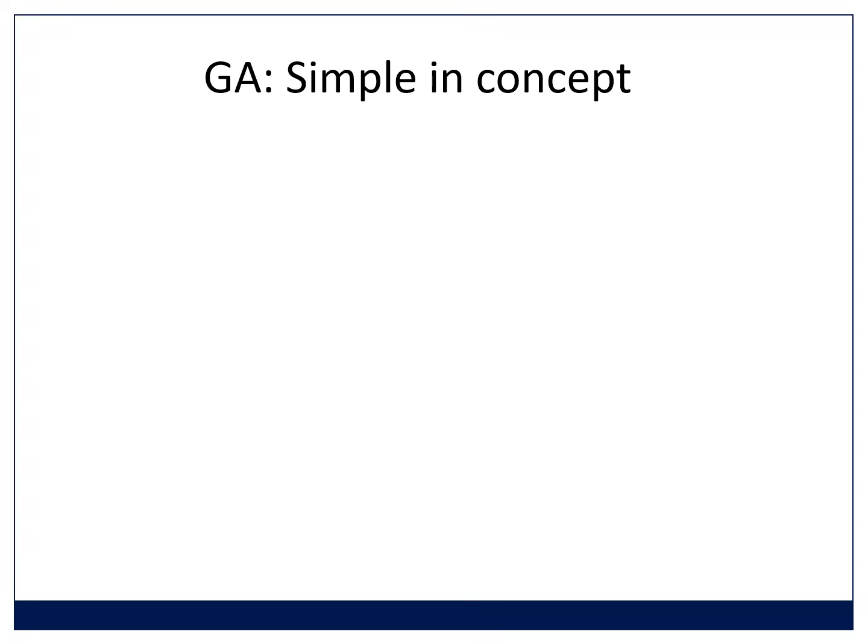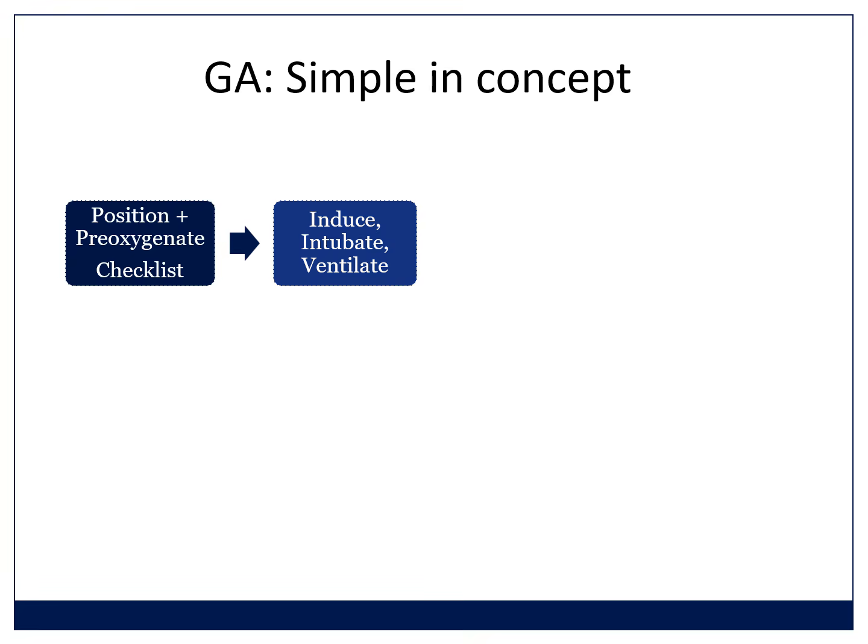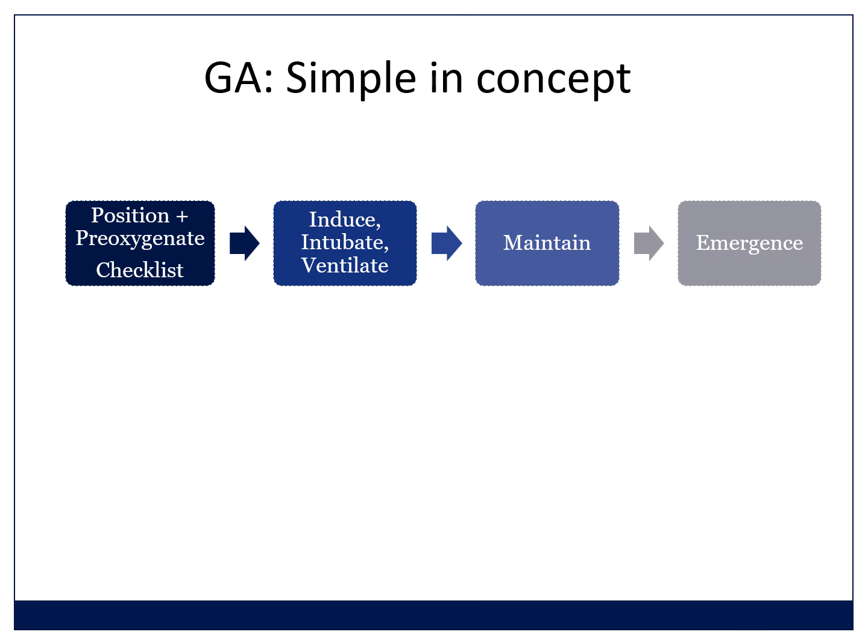General anesthetic is very simple in concept. You're going to position and pre-oxygenate your patient, and you're going to use a checklist, which are increasingly useful in preventing adverse events. You're going to induce the patient and then put an airway in that's usually intubate and ventilate. You're going to maintain the anesthetic, and at the end you're going to switch off the maintenance and take them through emergence. And that's the basic phases of anesthesia, but the one that seems to get everyone a little nervous is this induce, intubate, and ventilate.